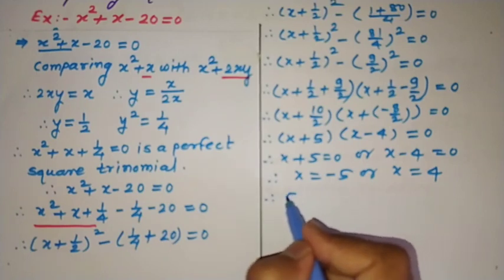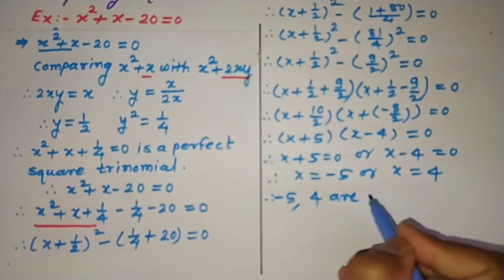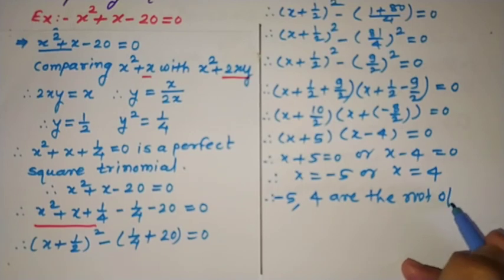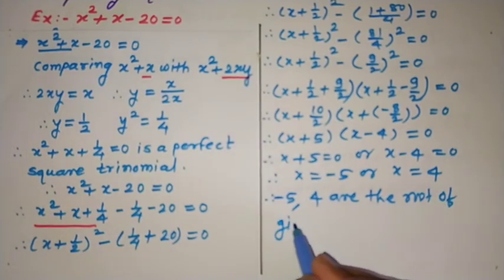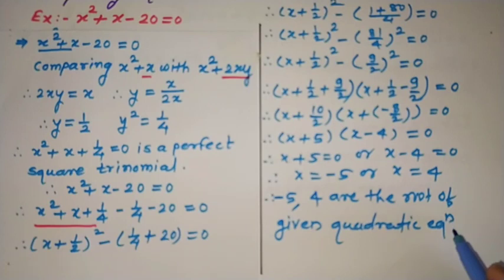Therefore minus 5 and 4 are the roots of the given quadratic equation.